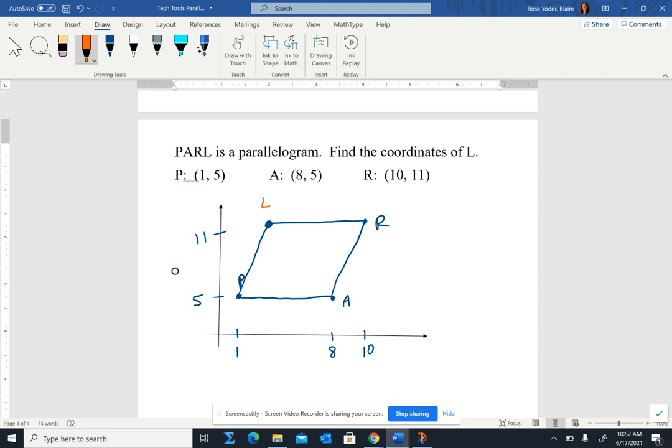All right, when you're ready, what I know for sure is the y coordinate of L, because since PA is horizontal, LR has to be horizontal because opposite sides in a parallelogram are parallel. So I know that L is going to be something, 11. Let's use slopes to figure out what the x coordinate needs to be. So I'm going to find the rise and run of AR. My rise goes from 5 to 11. 11 minus 5 is 6.